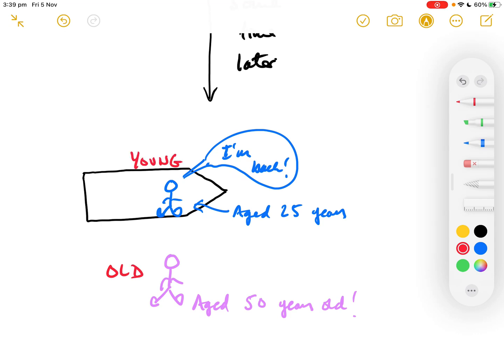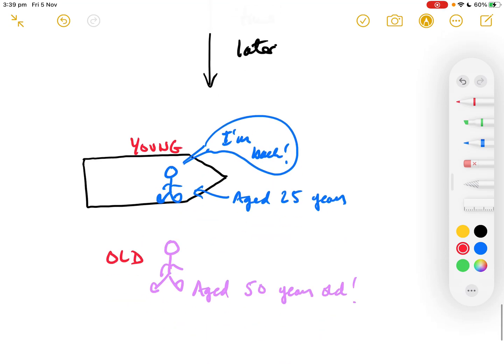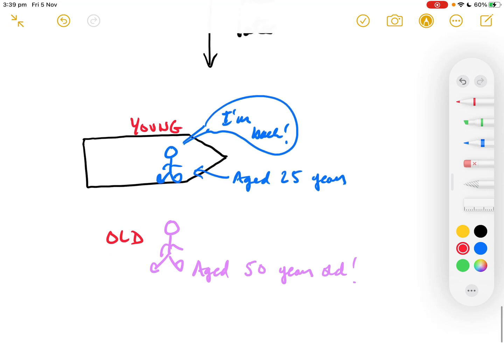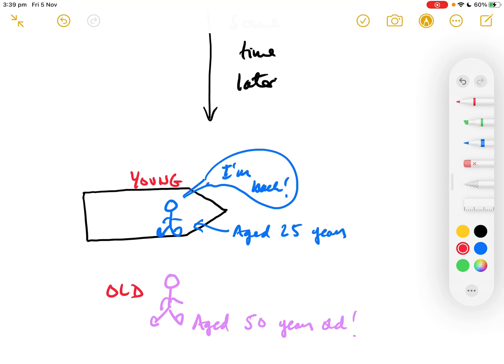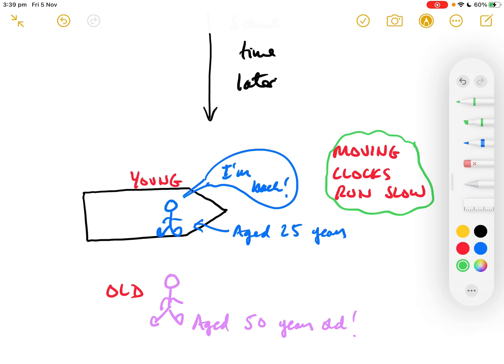So this guy has become old, whereas this one is still relatively young. I say old, of course, relatively old. And that's because of the effect of time dilation. Now, one simple way of thinking about this is that for the guy in the spaceship who was moving near the speed of light, moving clocks run slow.